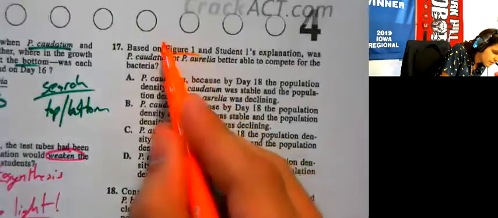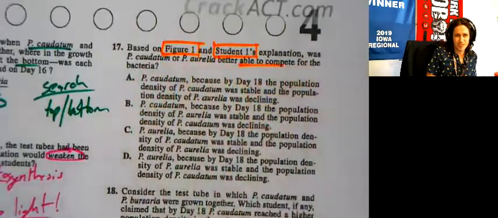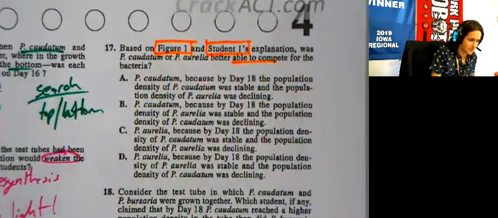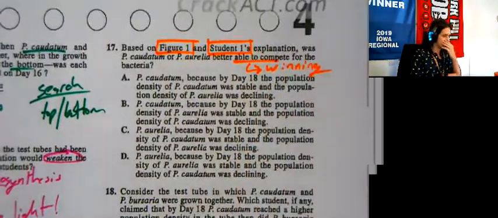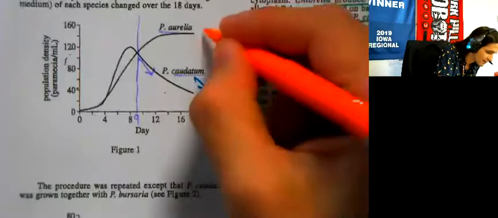Let's take a look at number 17 based on figure 1 and student 1's explanation. Great. Was P. cow datum or P. aurelia better able to compete? What does being better able to compete look like? Better able to compete, that's a weird way to say winning. So who won on figure 1? Just take a look. Who won? Aurelia won. They are the winner. They outcompeted cow datum, the loser. Great. All right, so Aurelia's got to be the winner.